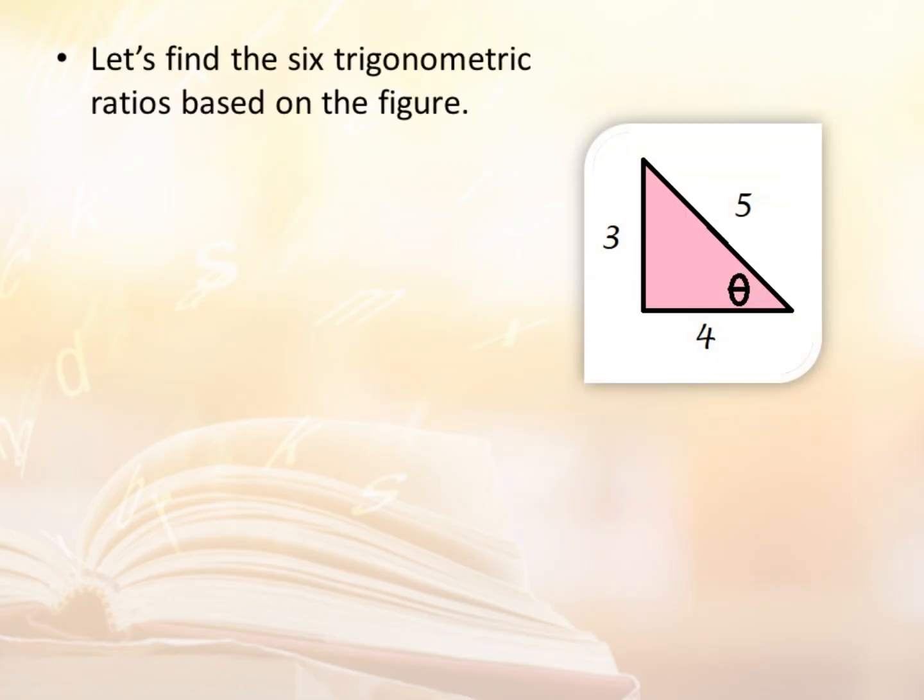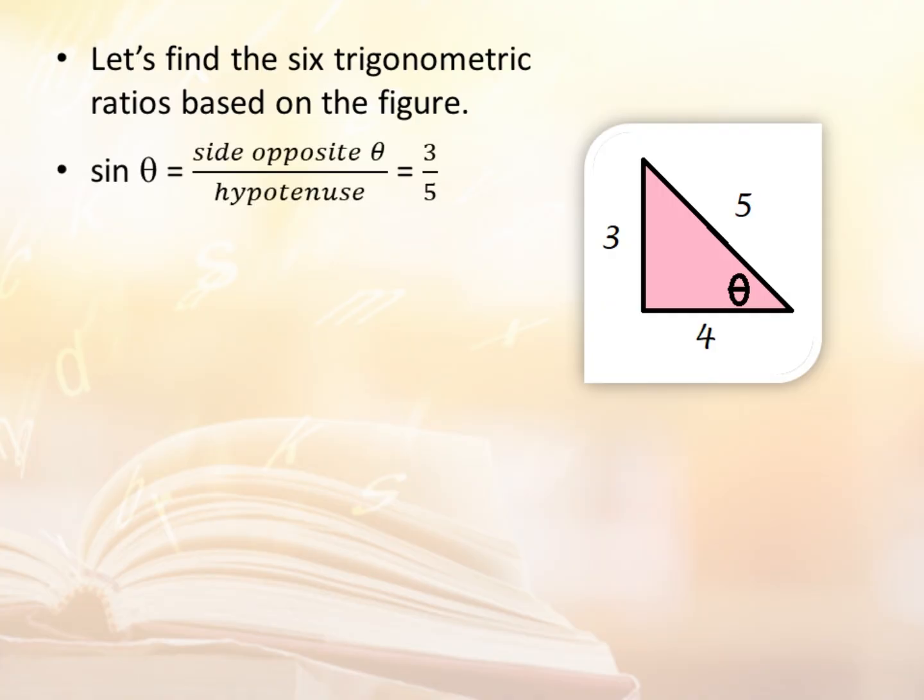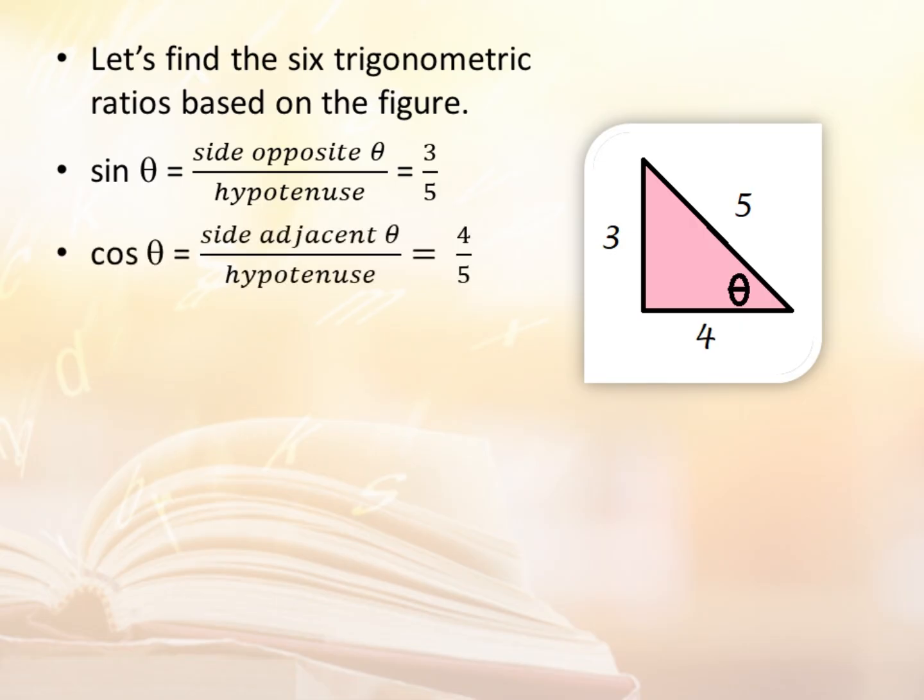Let's find the 6 trigonometric ratios based on the figure. For the sine theta, side opposite theta over the hypotenuse. So the side opposite theta is 3, while the hypotenuse is 5, so that is 3 over 5. The cosine theta is side adjacent theta over the hypotenuse. The side adjacent theta is 4, while the hypotenuse is 5, so that is 4 over 5.